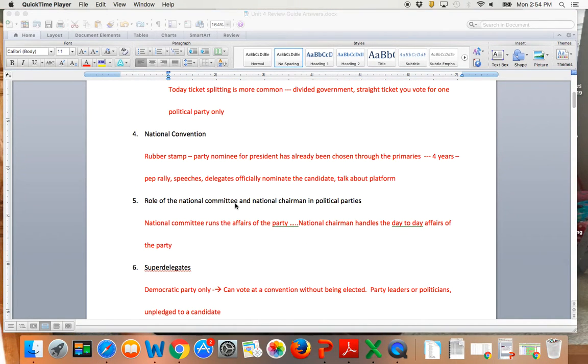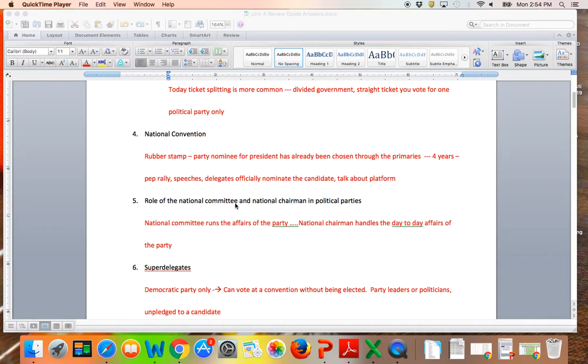Your national convention is every 4 years. This is where they actually nominate the candidate after the primary season. However, we know who the candidate is going to be these days. Delegates just make it official. It's more like a pep rally where people are talking, giving speeches, talking about the platform, trying to gain some momentum going into the general election.